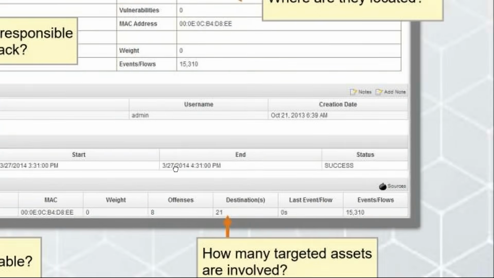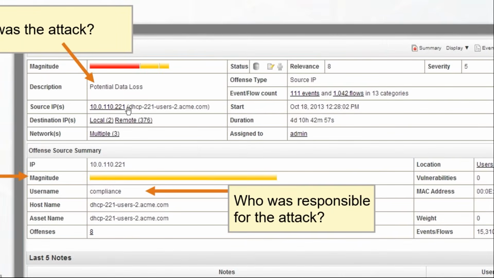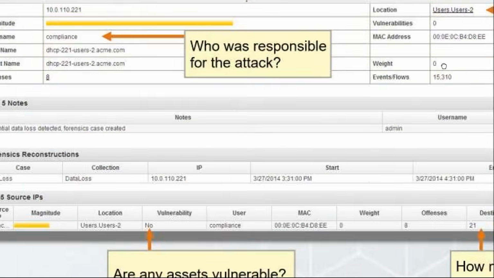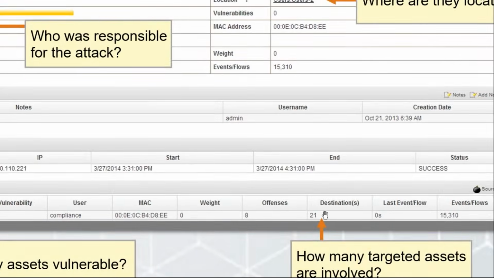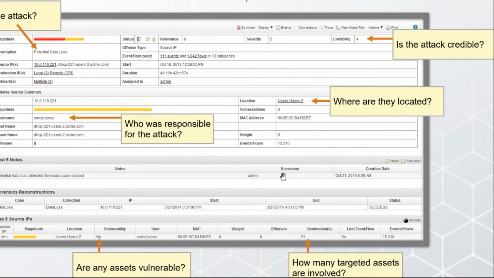Then guys, we have one more interesting thing. For example, this is the source IP, right? Now, this source IP, which you can see up over here, you can identify how many assets that source IP is connected to. How many targeted assets are involved. So if that same source IP which has attacked you is attacking any other system, you will be able to see that up over here.